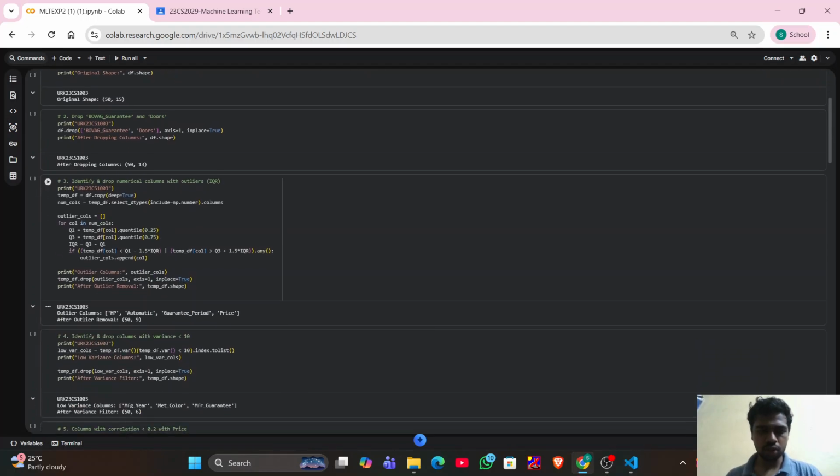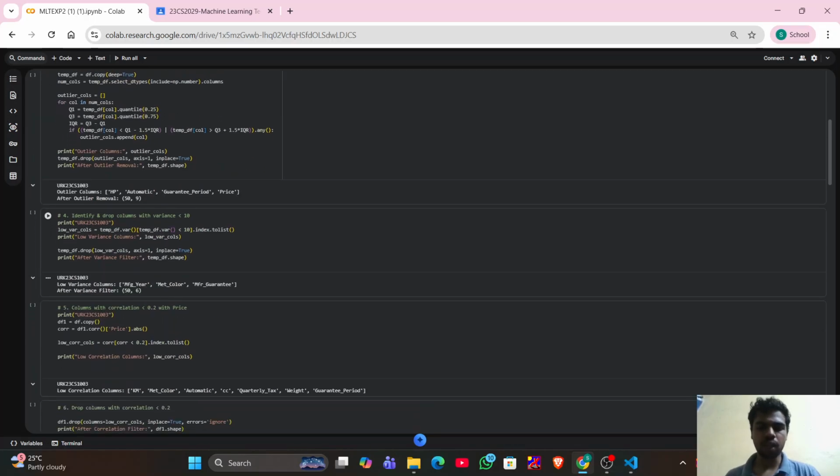And then for the third question, we are identifying and dropping numerical columns with outliers using the IQR method. So we select the numerical columns and then compute IQR for each of these columns, where the formula of IQR is Q3 minus Q1. The outlier condition is that the value is greater than Q3 plus 1.5 times IQR. If a column contains outliers, we add it to a list and drop it. The purpose of doing this is that columns heavily affected by outliers may distort our model's performance.